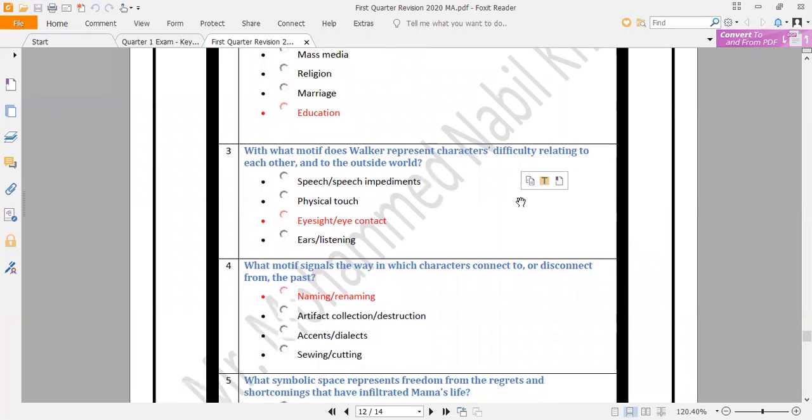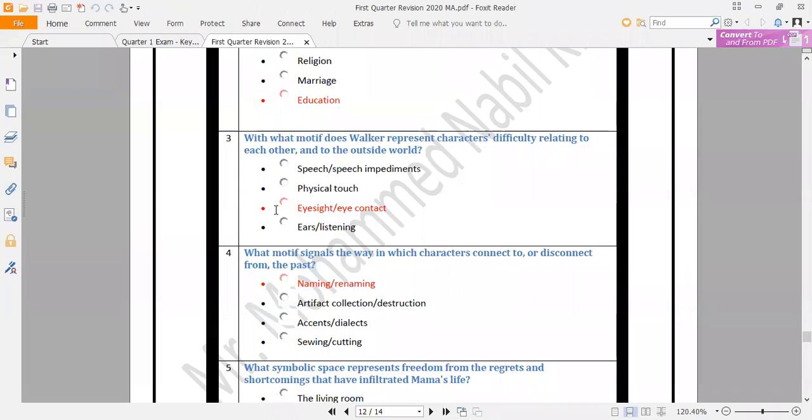With what motive does Walker, that's Alice Walker, the author, represent characters' difficulty relating to each other and to the outside world? We know that Alice Walker uses eyesight and eye contact. She uses the fact that Maggie cannot maintain eye contact to represent the character's difficulties with maintaining a connection or being related to the outside world.